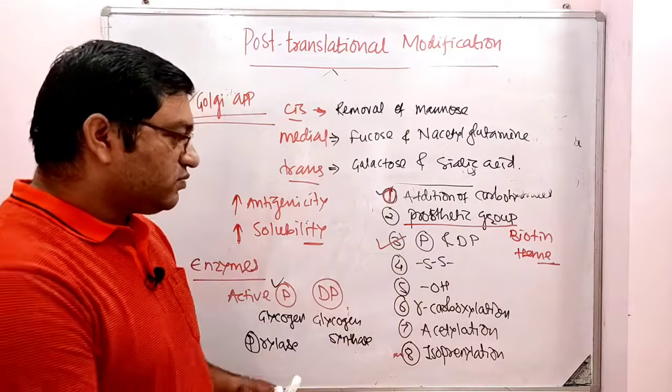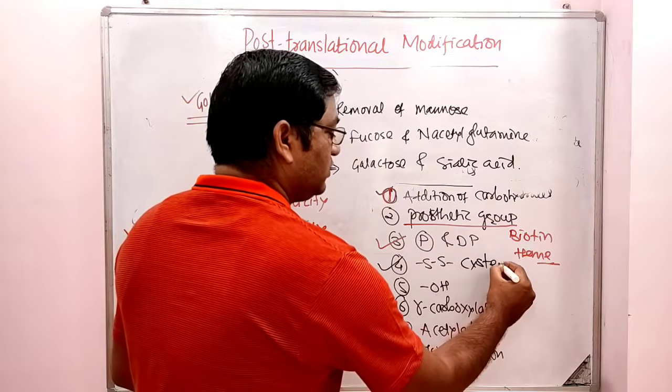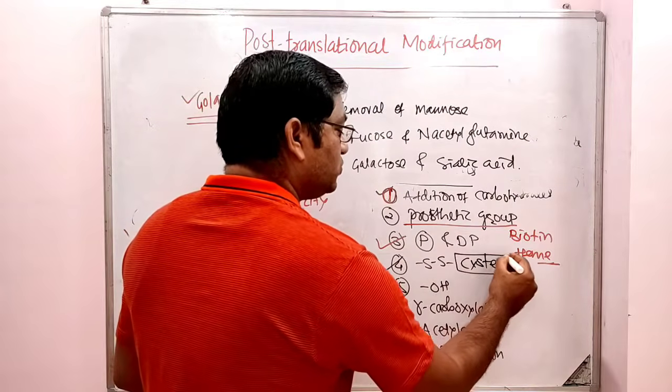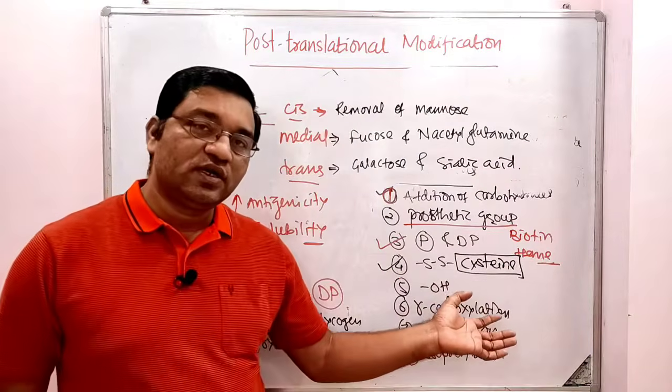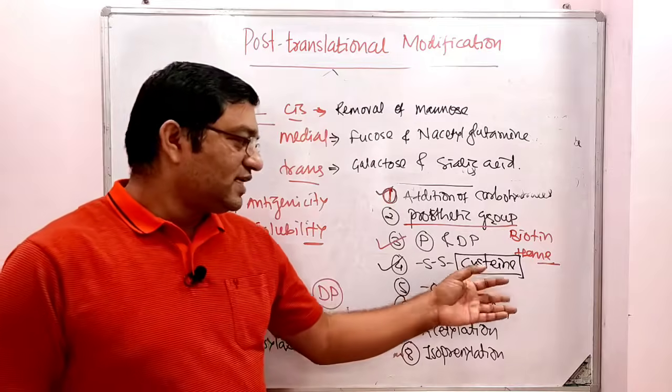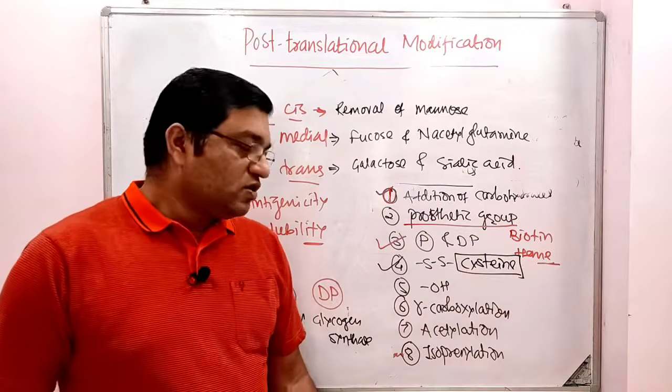Then formation of disulfide linkage between two cysteine residues. This will help in the formation of branched protein. For example, in insulin, there are disulfide linkages between the two cysteine molecules.